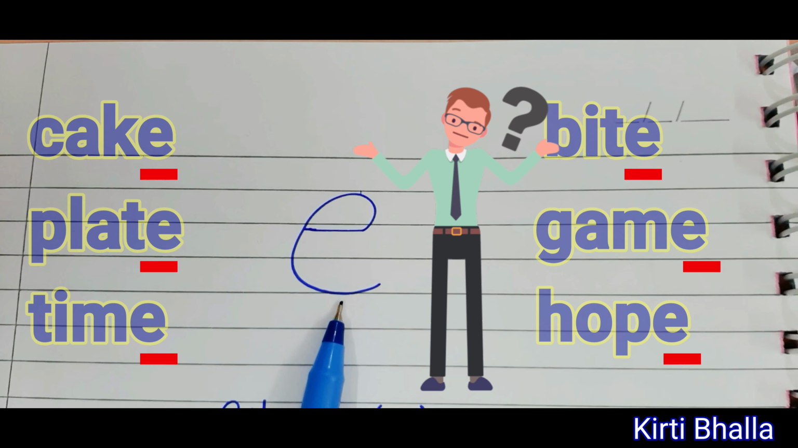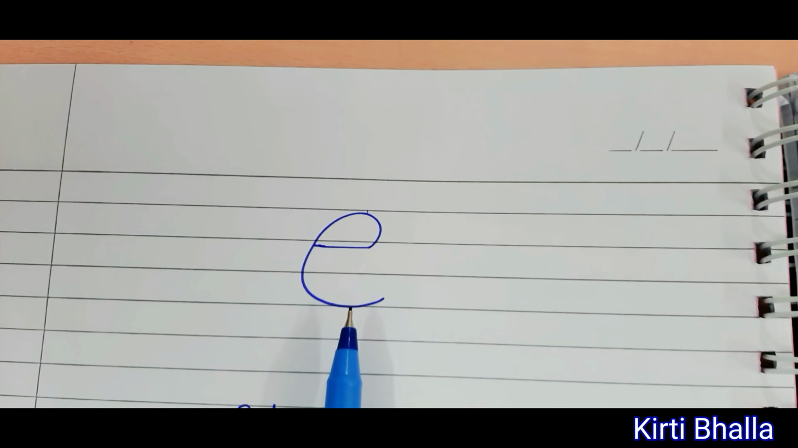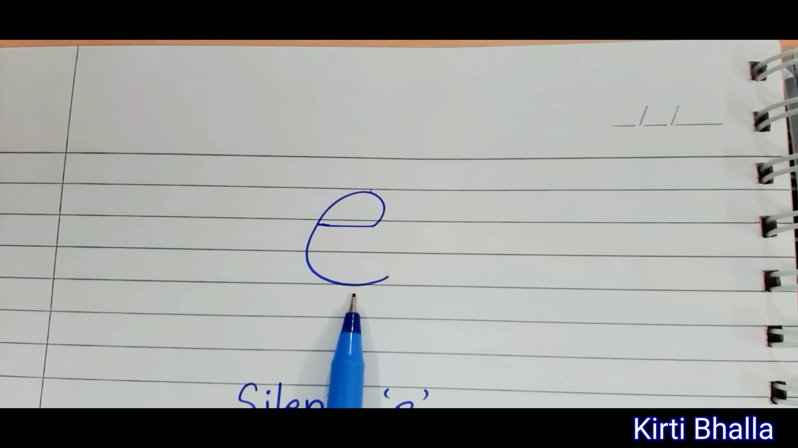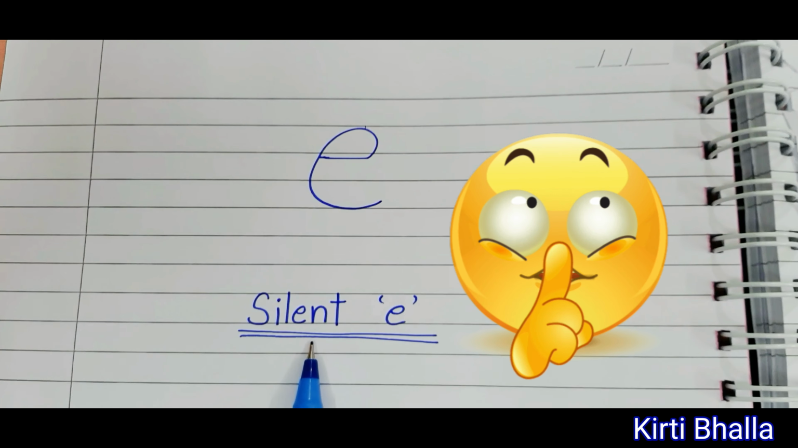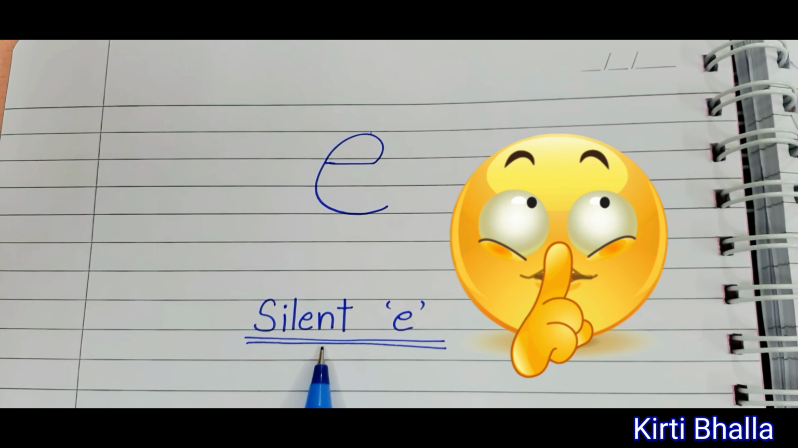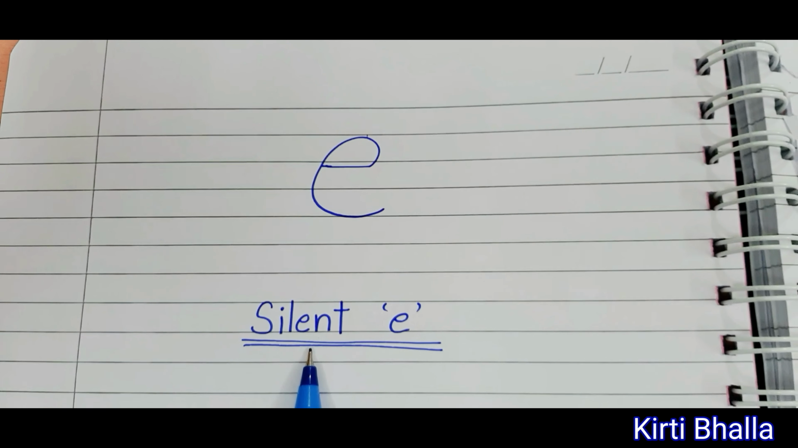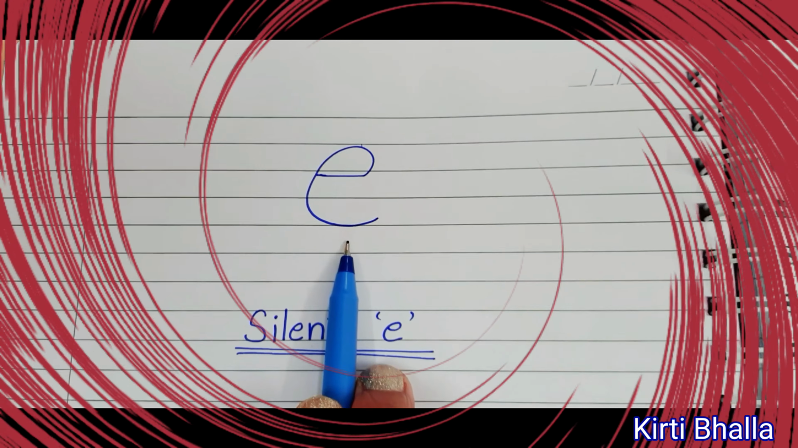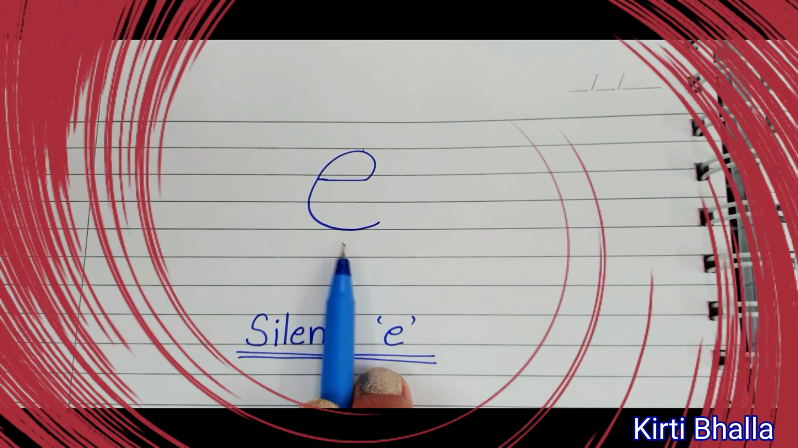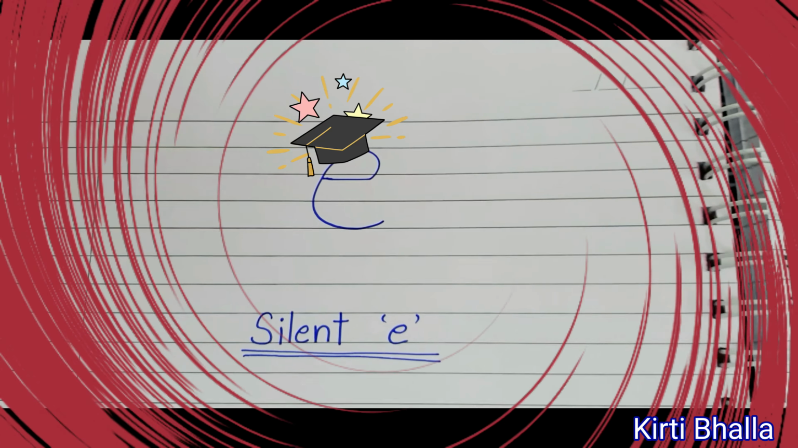Now, why does it happen? Because in some words, this letter E is silent. Silent means quiet. Now, why does it become quiet? Why does it become silent? Because this letter E does the magic. That's why we also call it magical E.